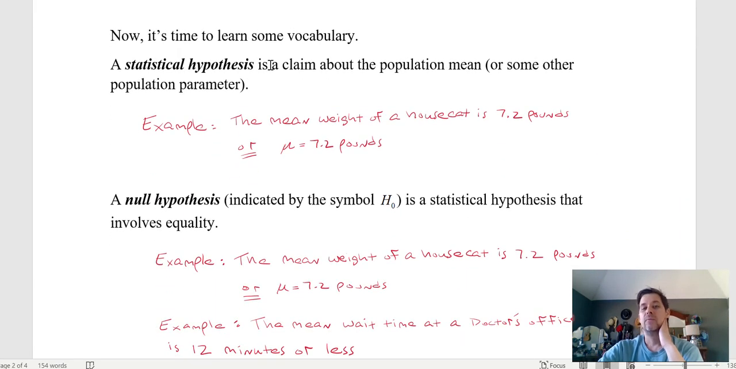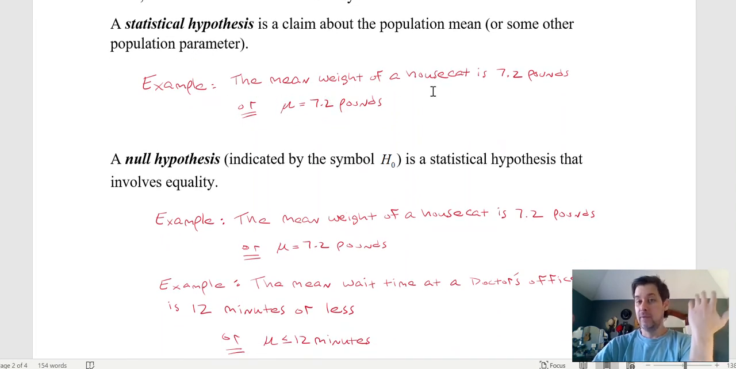Now, it's almost always in math that we have to learn vocabulary, and there's no exception here. So here's the vocabulary for hypothesis testing. First of all, a statistical hypothesis is a claim about the population mean. Like above, I said for the population of house cats, the mean or average weight is 7.2 pounds. But it could be about some other population parameter. You could have a statistical hypothesis about the population standard deviation or whatever. My example is that the mean weight of a house cat is 7.2 pounds, or mu, the symbol we use for the population mean, is 7.2 pounds.